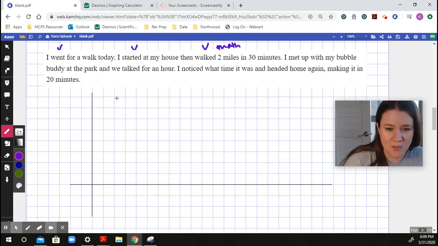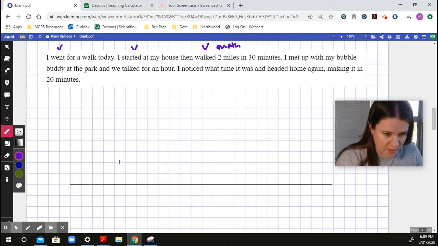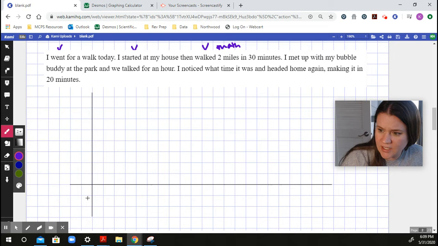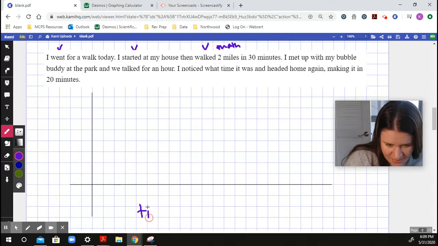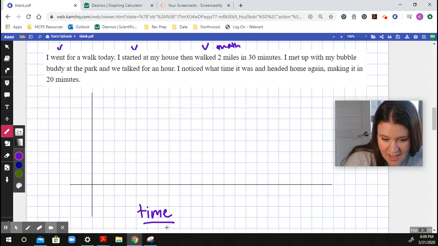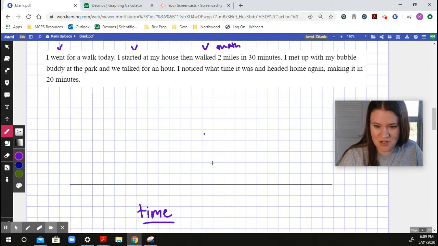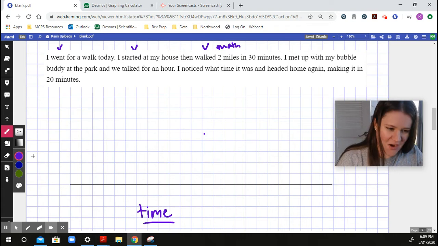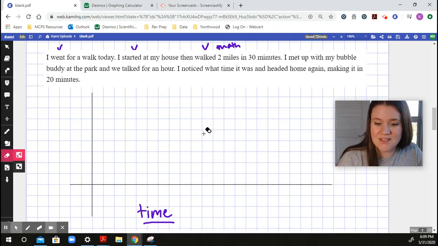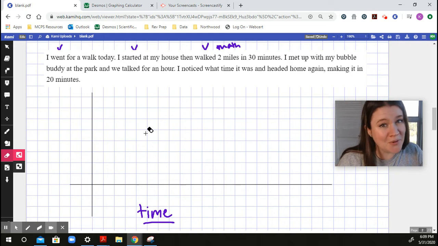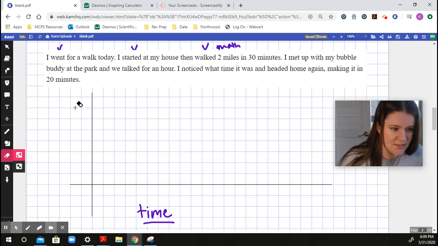All right, so met up with my bubble buddy. Okay, well, I have a graph here. What am I going to do? Well, I know that I'm walking from home, right? I went from home. So oftentimes, usually, if there is time, that is going to go here on your x-axis. Time is going to be your independent variable, and that means that it's going to happen regardless if anything else happens. Regardless if I'm walking or not, time passes, right?